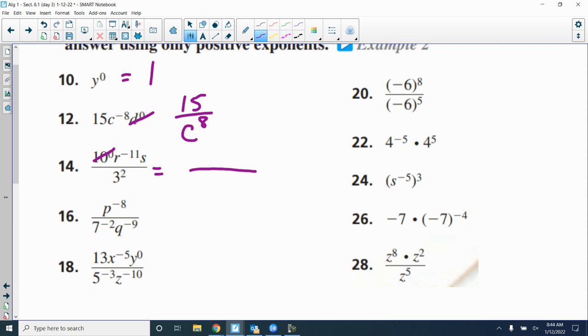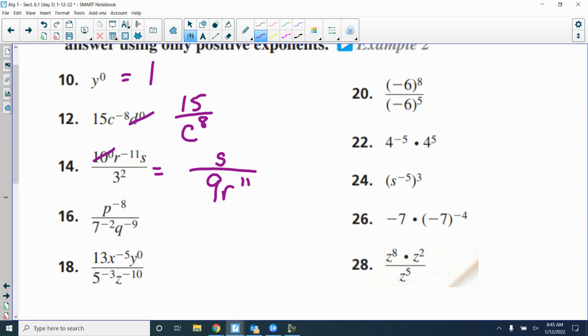Okay, first of all, is 3 squared okay downstairs? What's 3 squared, everybody? 9. Okay, so what do I write down there? R to the what? I move it down there, it becomes happy. It goes to positive 11. Okay? And then what's on top? Do I write 1? What do you write? S. Just S. The S is happy, it stays up top.